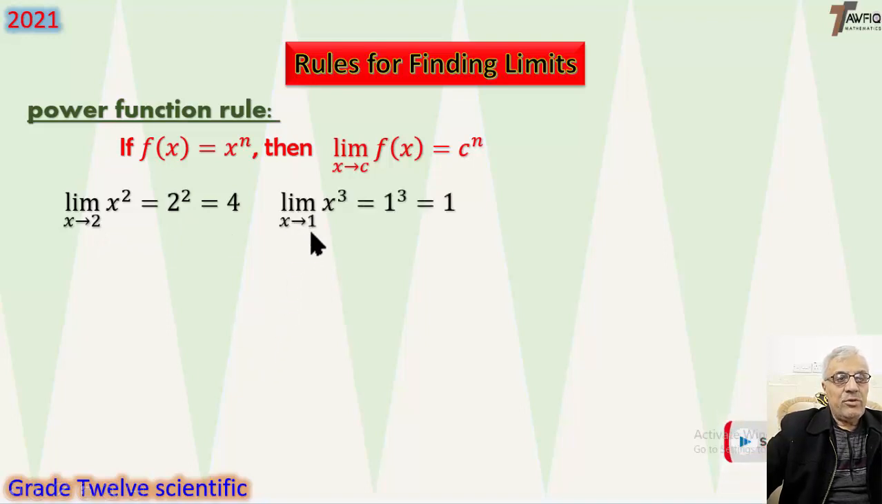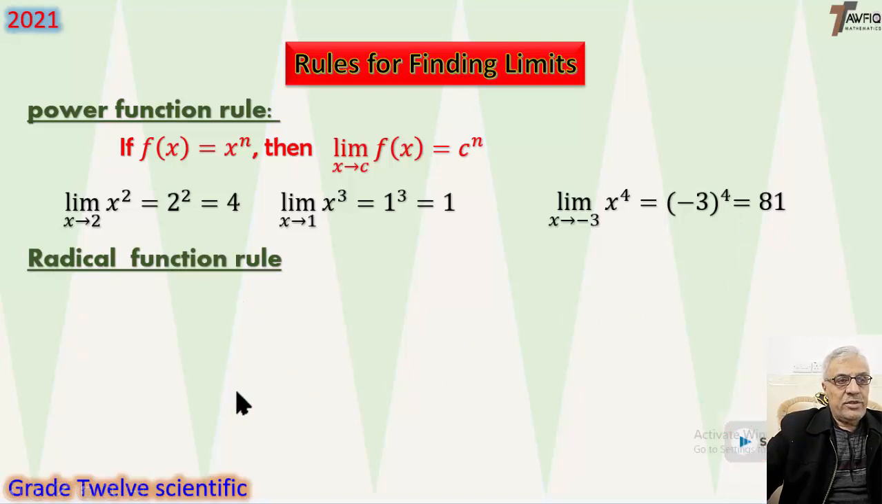The limit when x approaches 1 of x cubed is 1 cubed, which is 1. The limit when x approaches minus 3 of x to the power 4 is minus 3 to the power 4, which equals 81.